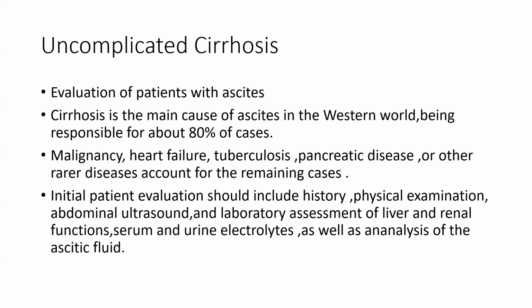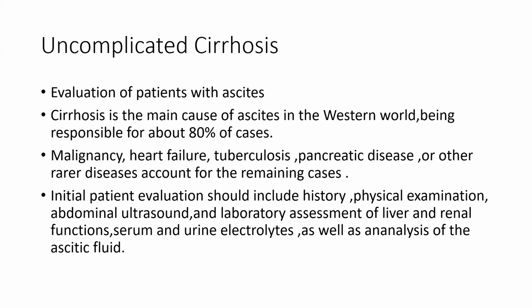So, in uncomplicated cirrhosis, evaluation of the patient with ascites. How to evaluate this? Cirrhosis is the most common cause of ascites in the Western world, being responsible for 80% of the cases. Malignancy, heart failure, tuberculosis, and pancreatic disease are the other, rarer causes.